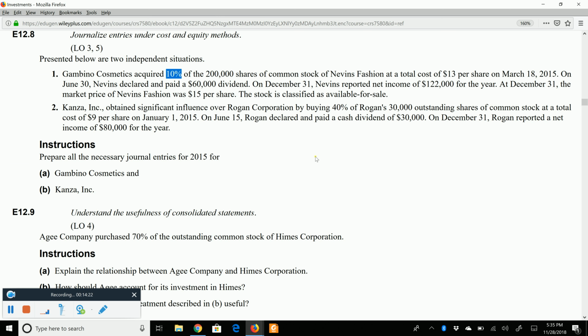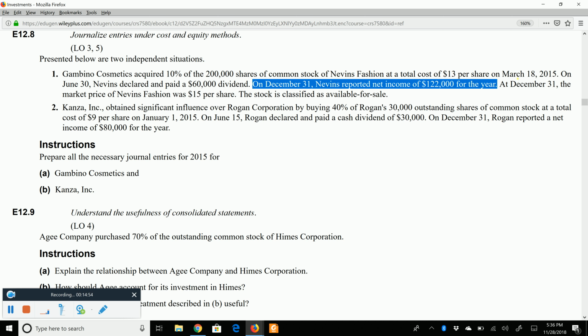Now the end of the year comes, and it says on December 31st, Nevins reported net income of $122,000 for the year. Well, when we use the cost method, we do not care what the net income or net loss is of the companies that we made an investment in. We don't really care about that, at least accounting-wise. So for this highlighted sentence, there is no journal entry required.